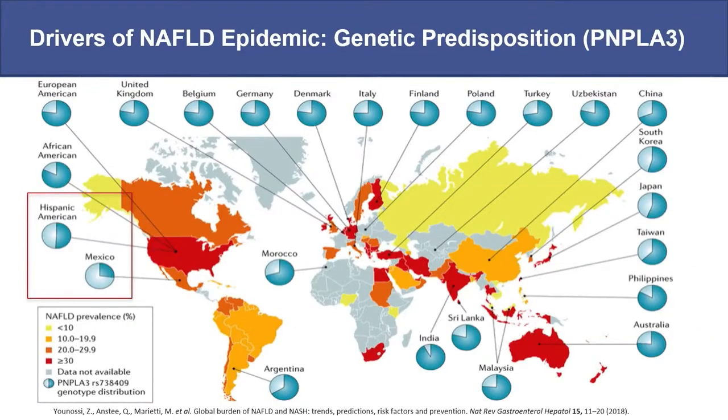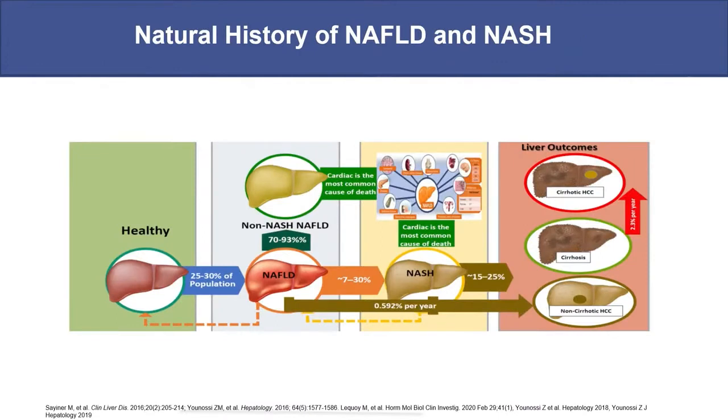And of course, there are genetic drivers of this. This remains somewhat controversial, but I can tell you that, again, PNPLA3 as one of the surrogates of genetic predisposition is also high in certain populations, especially in Hispanic Americans as well as in South America, quite high.